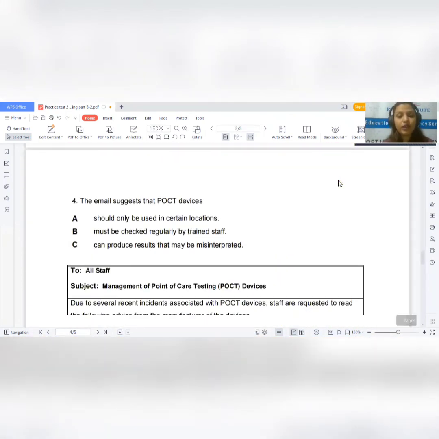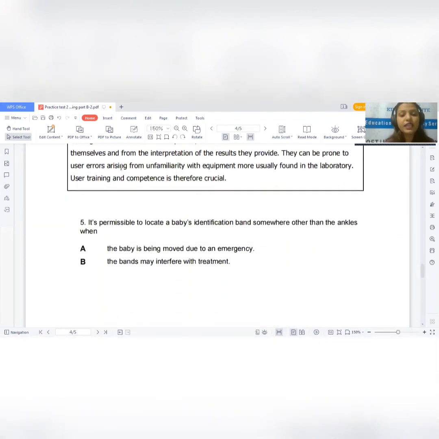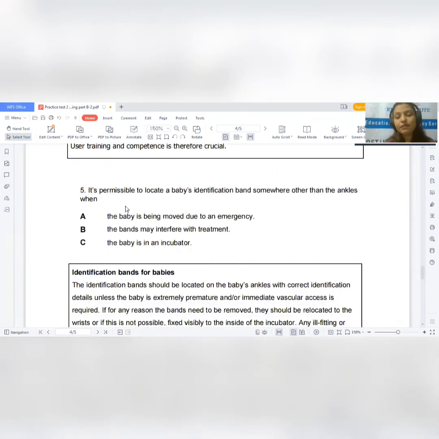Before leaving, I would like to just go through the questions. The email suggests that POCT devices. So here the subject of the email is management of point of care testing devices. So this is about what the email suggests. Suggest is about finding the gist, finding the overall meaning of the text. The next question is, it's permissible to locate a baby's identification band somewhere other than the ankles when. So under which circumstances can the baby's ID band be tied somewhere else than the ankle?